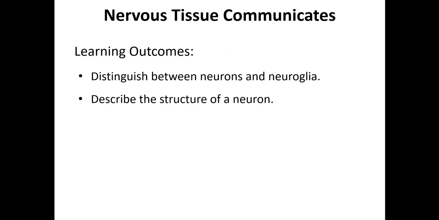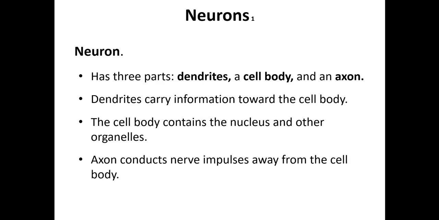The next submodule is nervous tissue. Learning outcomes are to distinguish between neurons and neuroglia, and describe the structure of a neuron. Nervous tissue contains nerve cells called neurons that conduct impulses, and neuroglia, which are supporting cells that provide nutrients.